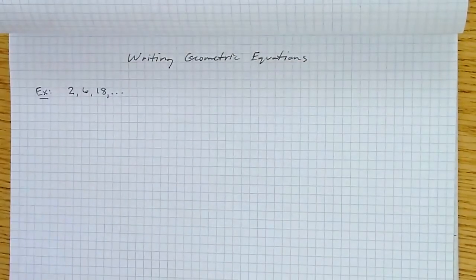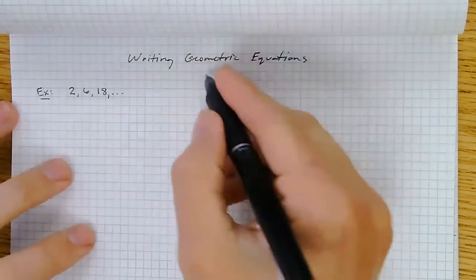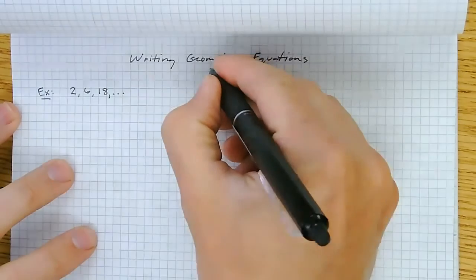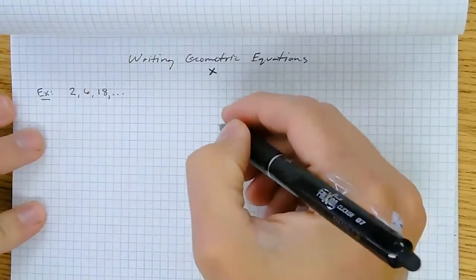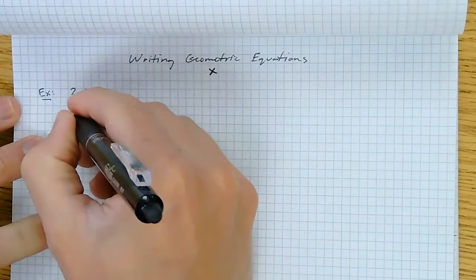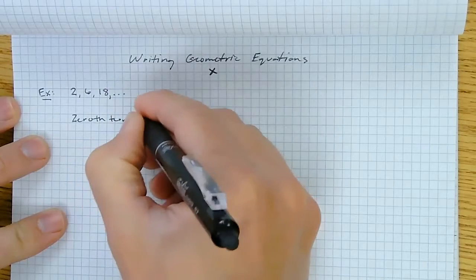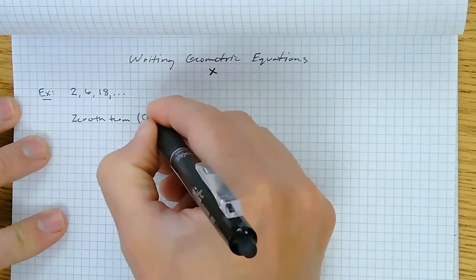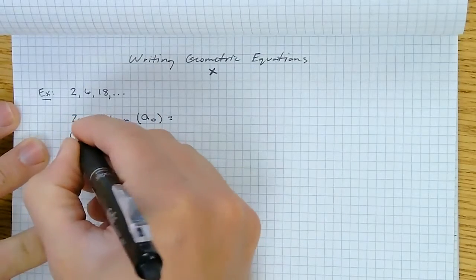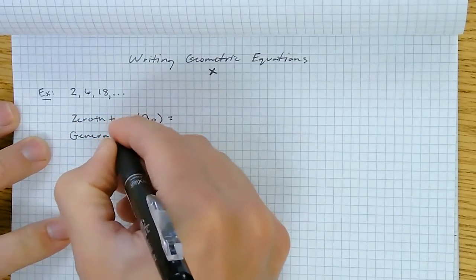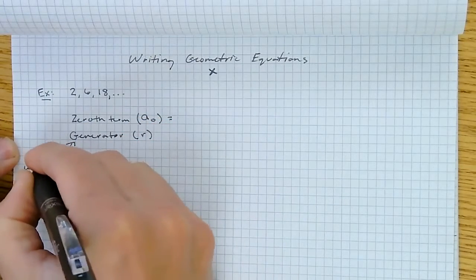When being asked to write an equation for a geometric sequence, remember it's because we are multiplying between each term. We need to find two things, very similar to what we did with the arithmetic ones when we're adding between each term. We need to find the 0th term, which is usually labeled a sub 0, and then we need to find what we call a generator. That is, what are you multiplying by each time?